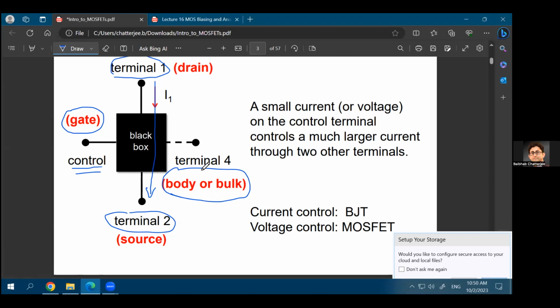Okay, so that wafer will basically be your body or the bulk. And one terminal of the device needs to be connected to the body. We'll come to that, why it needs to be connected to the bulk or to the actual body of the wafer. But that is the 4th terminal that sometimes people do not talk about.